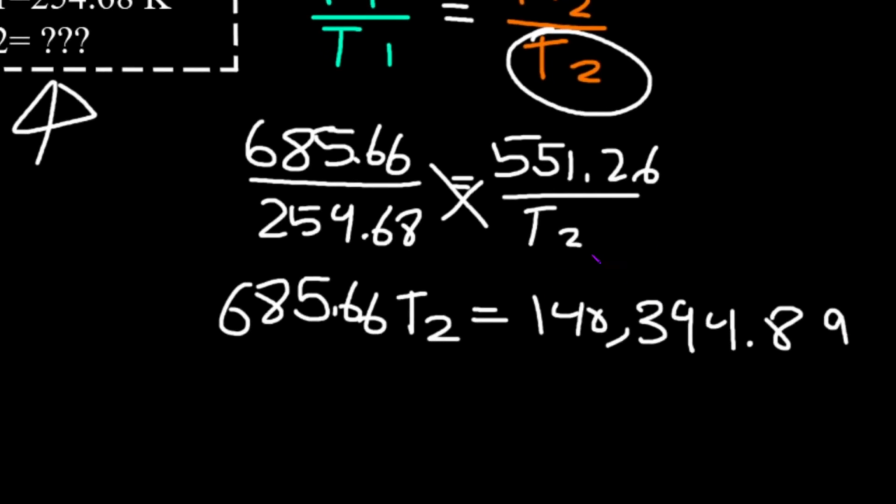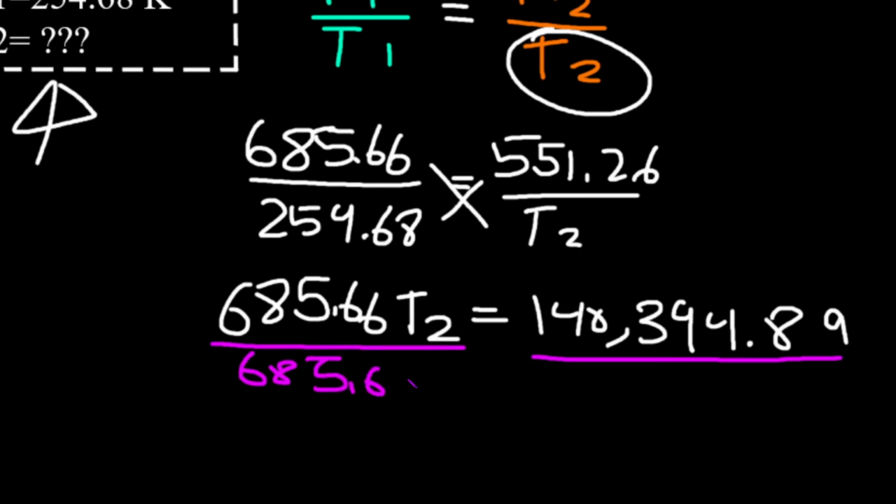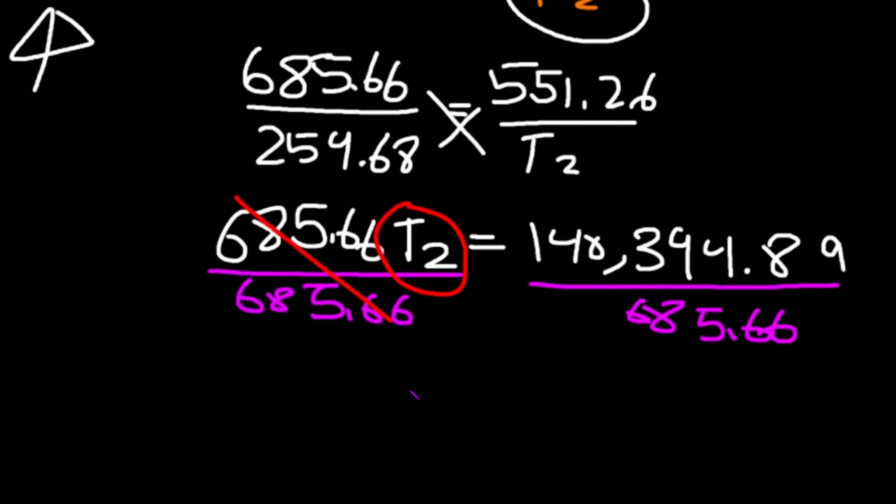So now what you would do is a simple one-step equation. Let me divide both sides by what is attached to the variable, which is 685.66. In order for this equation to be true, you would have to divide both sides by that. On the left-hand side, these two cancel out, as if you're multiplying by the number and dividing by the same number. So now you have T2 alone, which is the main goal.